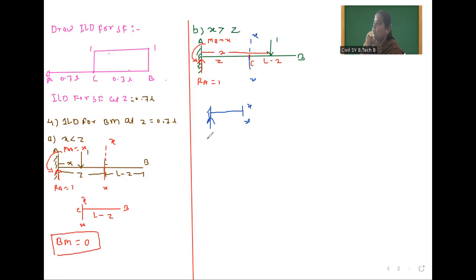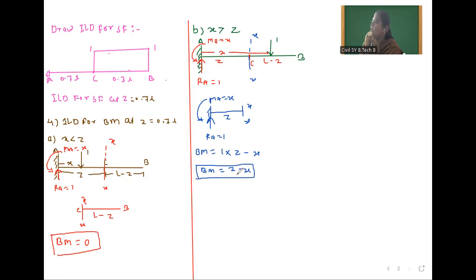So suppose this is our fixed end and here XX section. Here one unit load is there, RA which is equal to 1. This distance is Z, and MA which is equal to X. Now you tell me, how will we calculate the moment for this particular case? Bending moment, how will we calculate? This RA pushes upward. So 1 into perpendicular distance is Z, and this MA pushes downward, so minus X. So bending moment is Z minus X here.